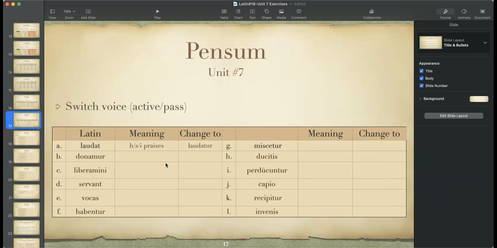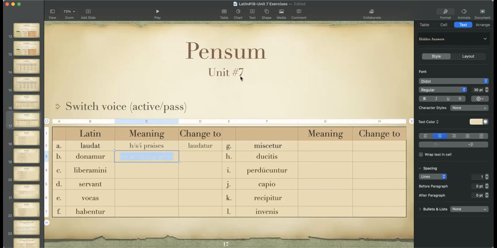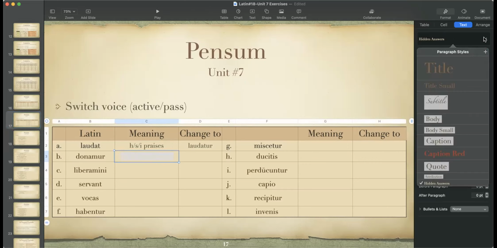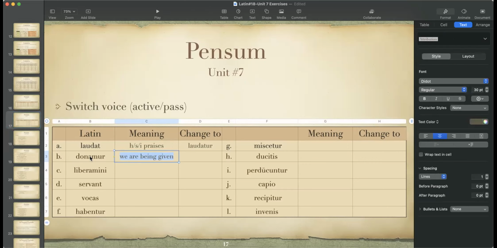Donamur. We are being given, yeah. Dare means just give. Donare is where we get donate. So we are being given might be better translated as we are being gifted, donated. There's a donation implied in there somewhere, as opposed to just straight given.